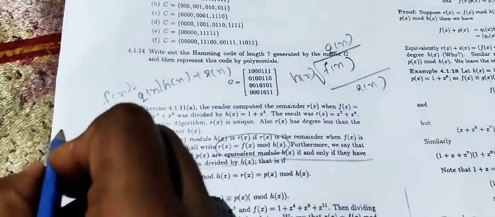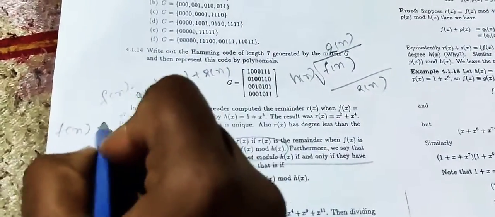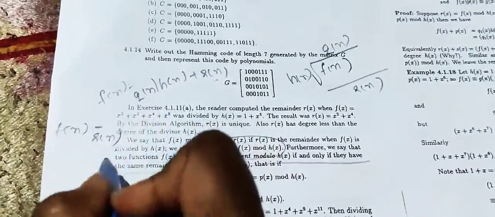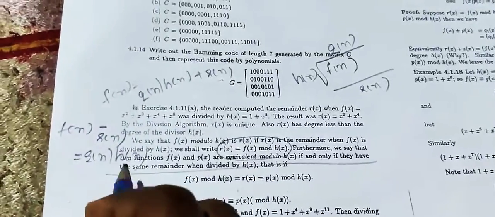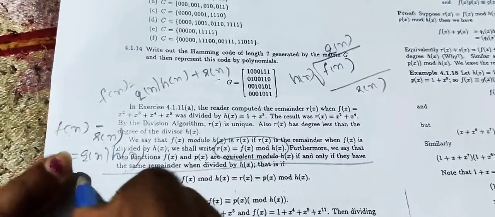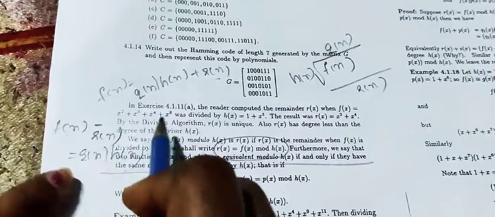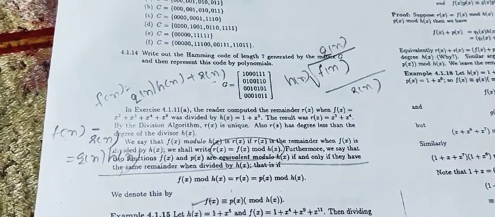So f of x minus r of x is equal to q of x into h of x. Clear? That means f of x minus r of x is a multiple of h of x. Clear? By the division algorithm, f of x can be written as q of x into h of x plus r of x.